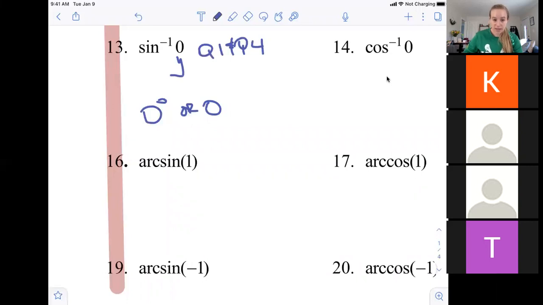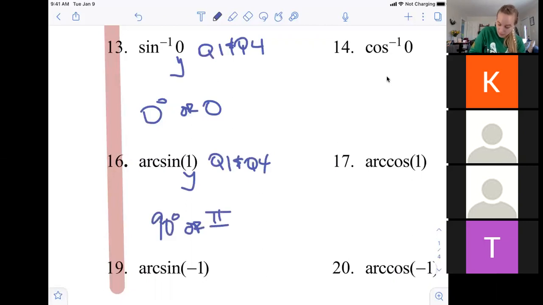Next, I'm still looking at inverse sine, which is still my y, and it's still in quadrants 1 and 4. Now I'm just looking for a y of 1. And I see that at 90, or pi over 2.